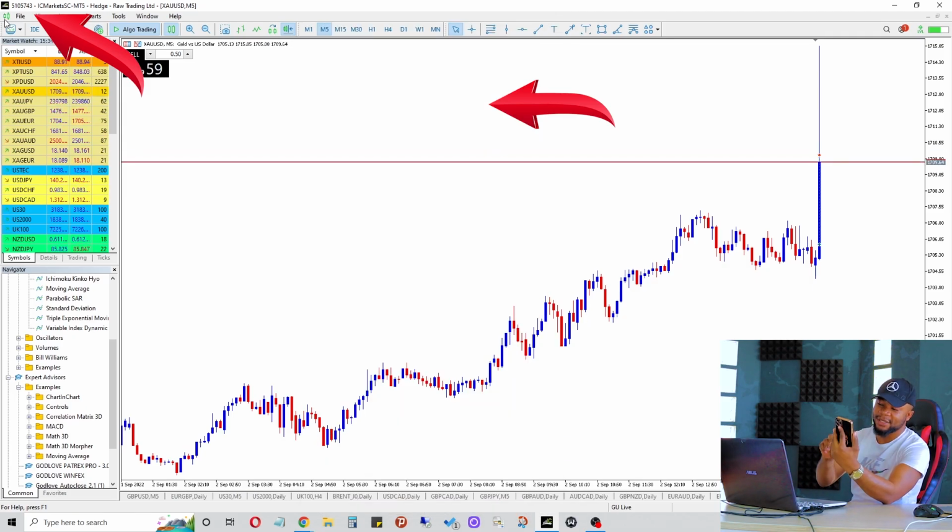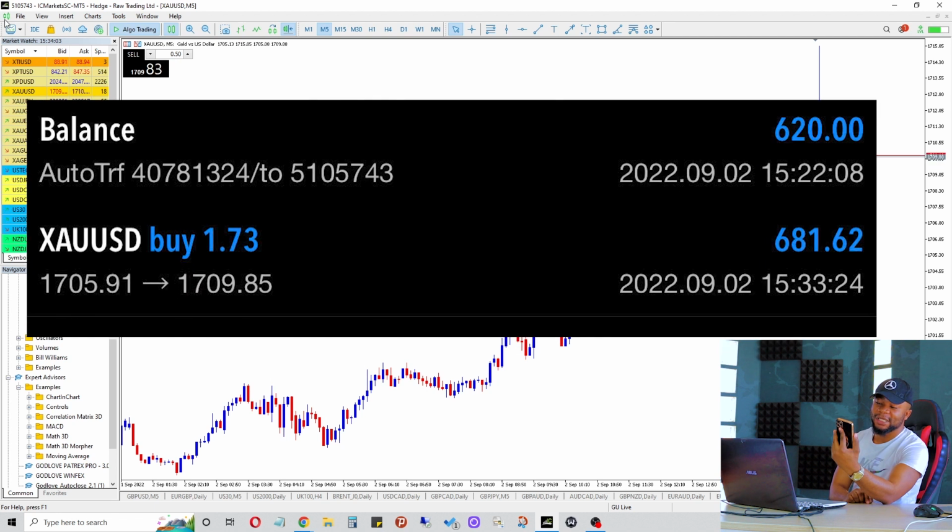And if I go on my history, you can see that is the position right there. $681 from a $623. So we made exactly 100% of our account balance. That is it, guys. That is it.